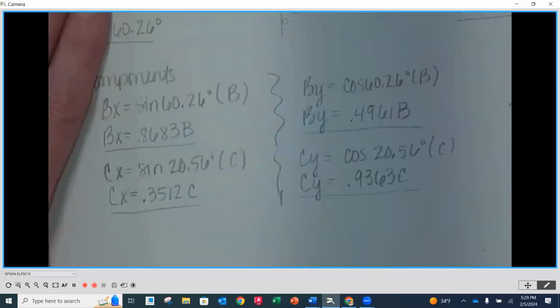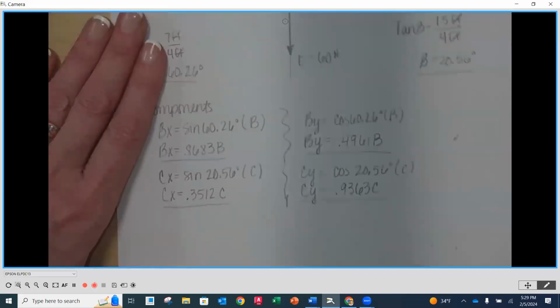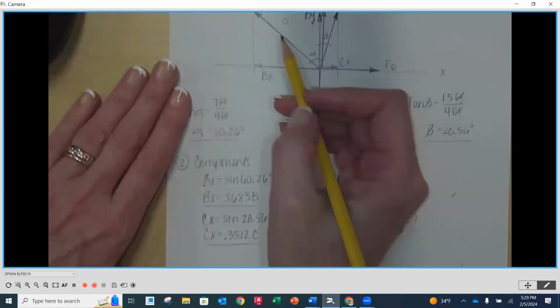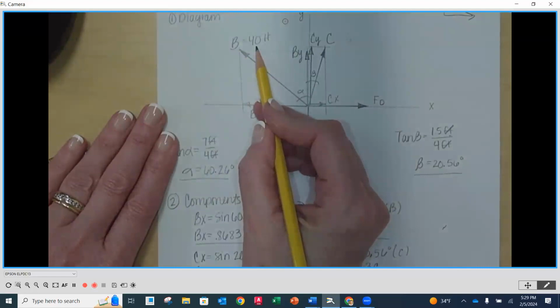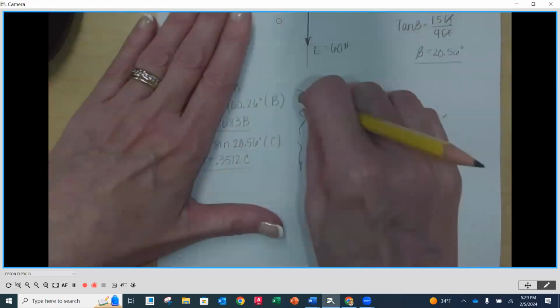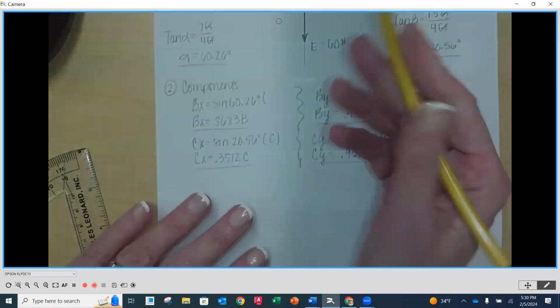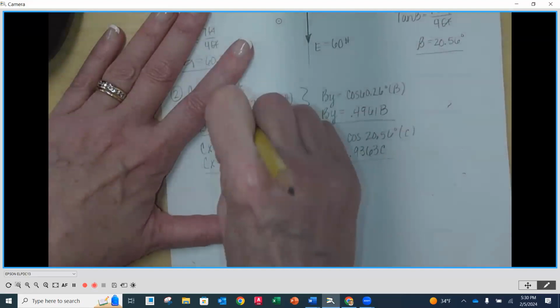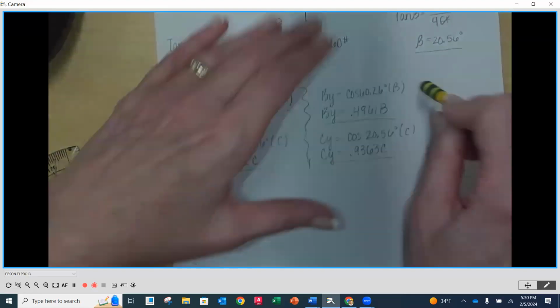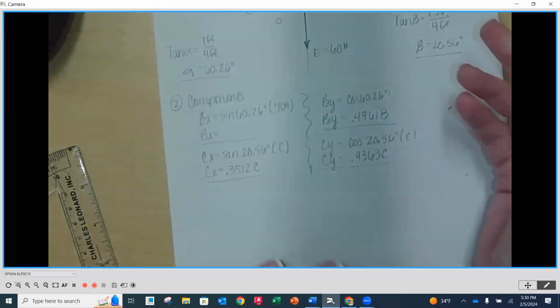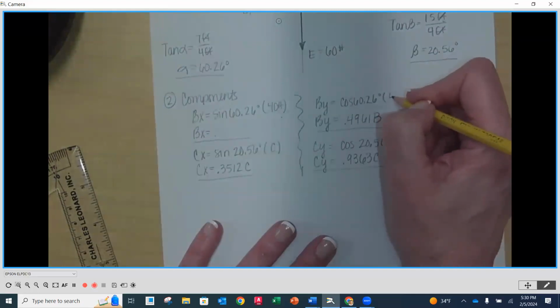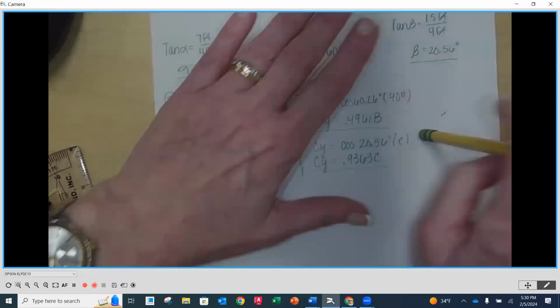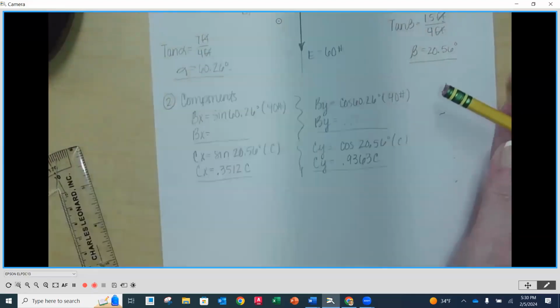I am so sorry, because I'm looking at this and I'm looking at the problem. I'm like, wait a second, we have way too many unknowns here. We do know B is 40 pounds, don't we? AB is 40 pounds. So that means this can be times 40 pounds, and it's going to have an actual number. And this is going to be times 40 pounds, and this is going to be a number.